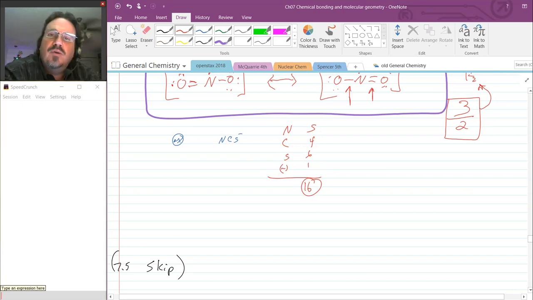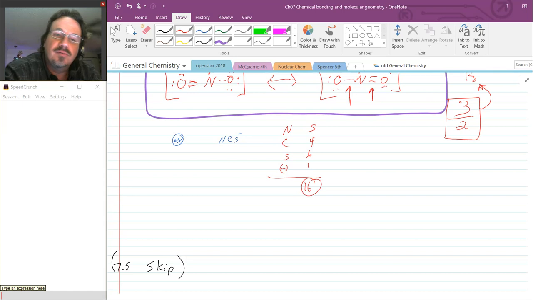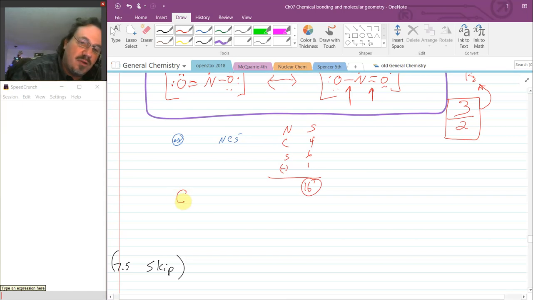Here's one where it's not so clear which one should go in the middle. But if I just remember the order of electronegativity, carbon's the lowest. The least electronegative goes in the middle. Don't forget that rule. So carbon in the middle, put a nitrogen on one side, a sulfur on the other. Everything gets an octet. Looks like that.